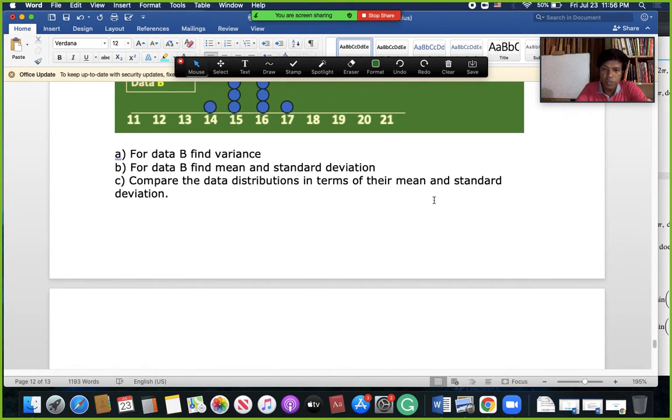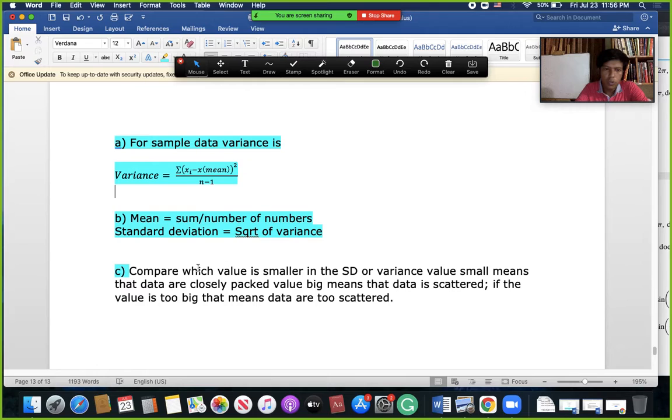Then compare the data distribution in terms of the mean and standard deviation. So we can compare it like, is it scattered, or are the data very closely packed to each other. We can compare it that way. Compare which value is smaller, in the standard deviation or the variance.